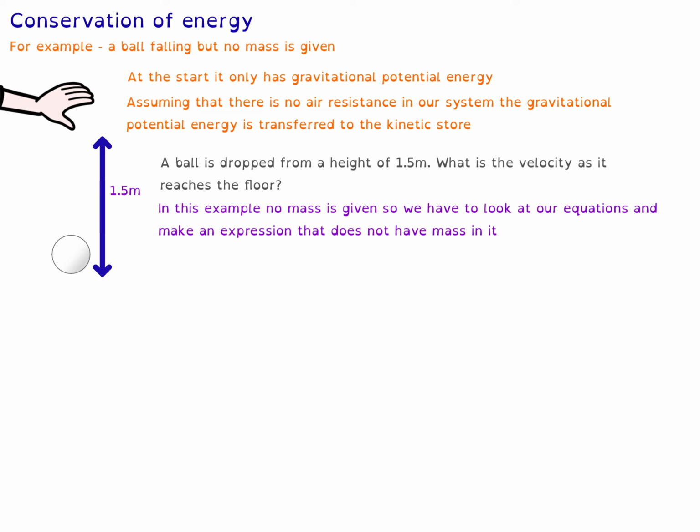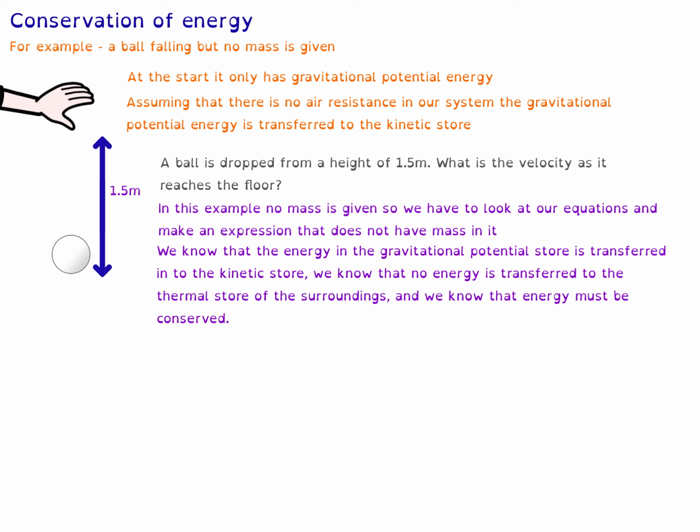In this example, no mass is given, so we have to look at our equations and make an expression that doesn't have mass in it. We know that the energy in the gravitational potential store is transferred into the kinetic store, and we know that no energy is transferred to the thermal store of the surroundings. And we know that the energy must be conserved. Therefore, gravitational potential energy, mgh, must equal the kinetic energy, a half mv squared. And this gives us our new expression.